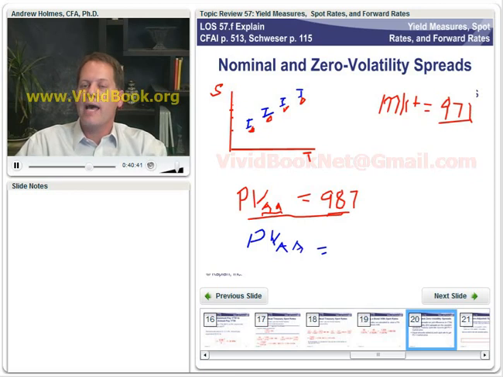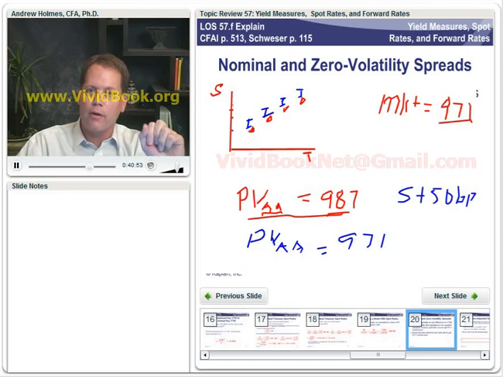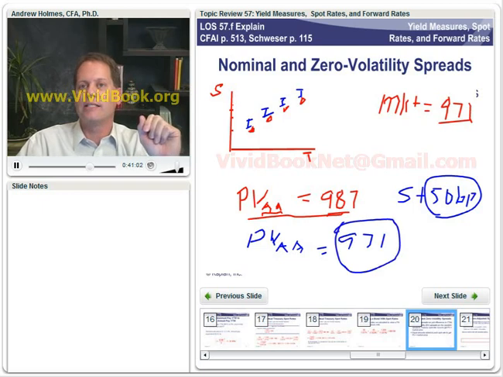Well, what's happened? We've taken the spot rate plus 50 basis points. This 50 basis points is the spread we have to add to every spot rate on the theoretical spot rate curve to force the model price to be equal to the market price. That is our z-spread.